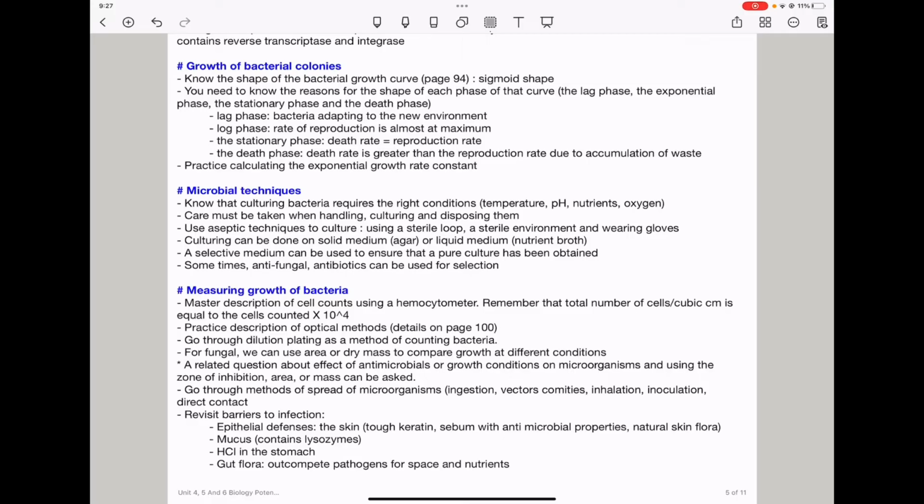Please remember that we have surfaces that produce mucus, and this contains lysozymes that can digest the microorganisms. We also have HCl in our stomachs that can destroy some of the pathogens that we could ingest. And finally, we have gut flora that can outcompete the pathogens for space and nutrients in order to keep us safe.